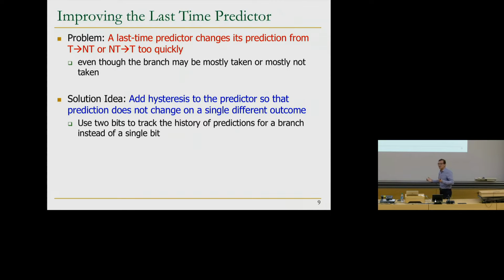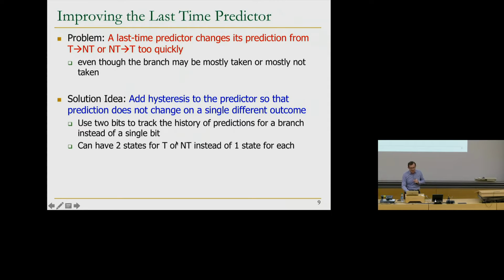Basically, look for more evidence. What is the evidence? In this case, don't change your mind on a single opposing outcome, but use 2 bits to keep track of the history of predictions for a branch instead of a single bit. Look for, let's say, 2 offending outcomes. If you're in the predict-not-taken state, wait for 2 cases where the branch is actually taken, so that you change your mind and say, okay, this branch should be predicted taken next time. And that's the idea: the way you add hysteresis is to collect more information.